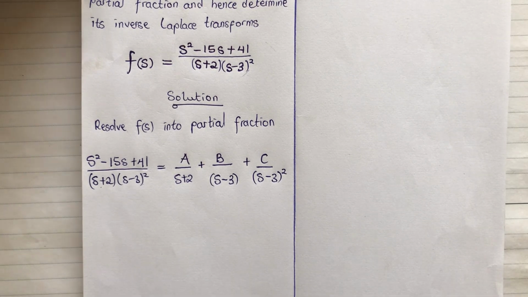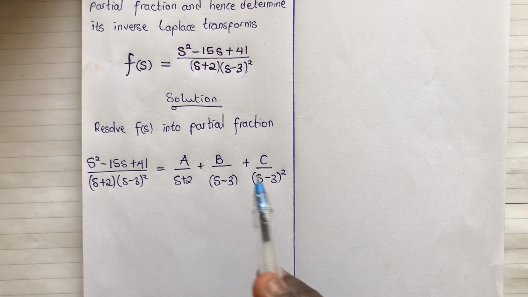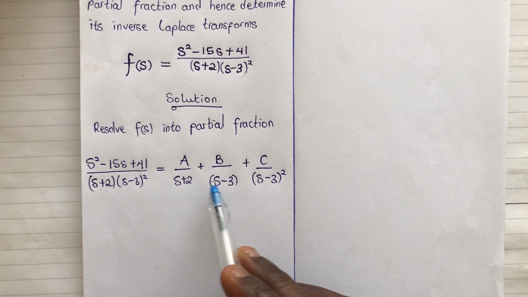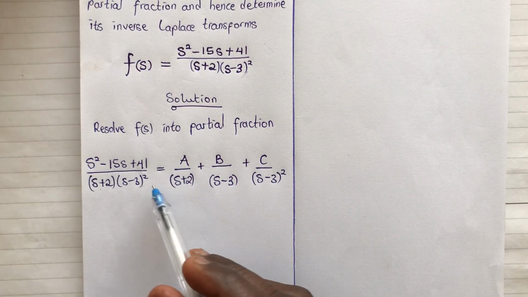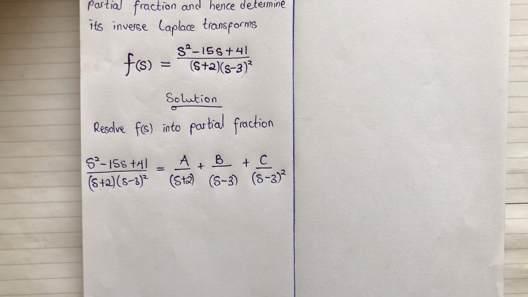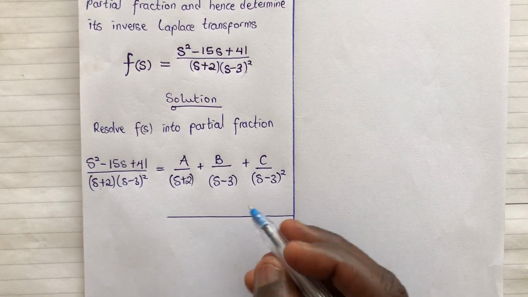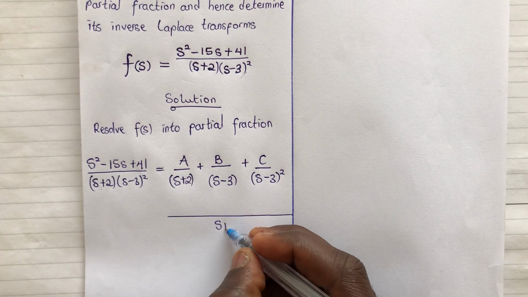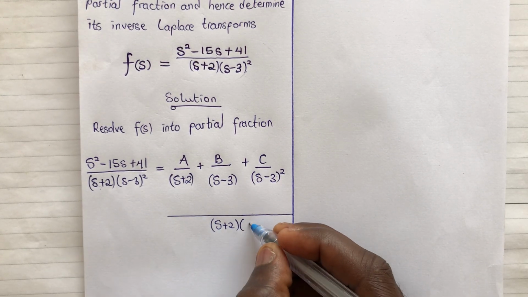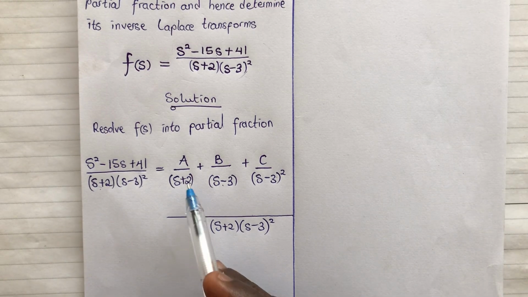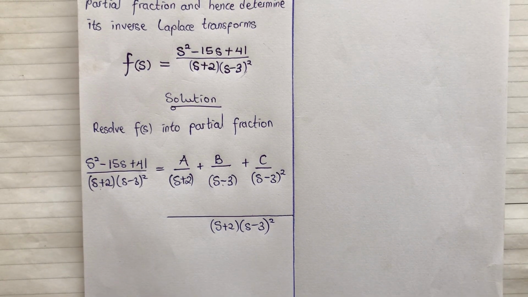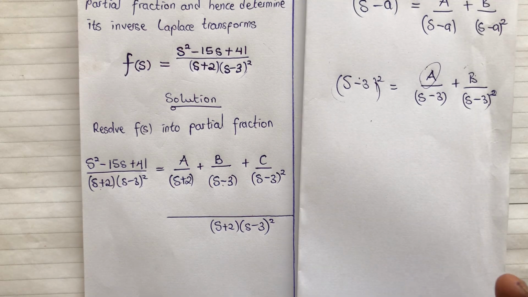Now, once you have been able to convert the equation into partial fractions, we find the LCM on the right hand side. So what will be our LCM? The LCM here is (s plus 2)(s minus 3) all squared. First we need to divide through by this. Now watch this very carefully. I'll do just one example for you.